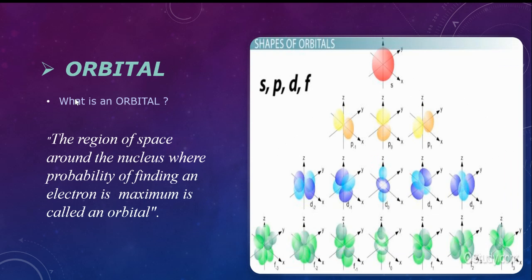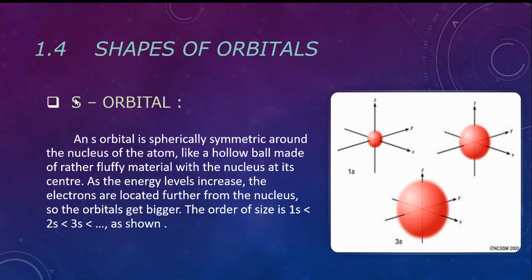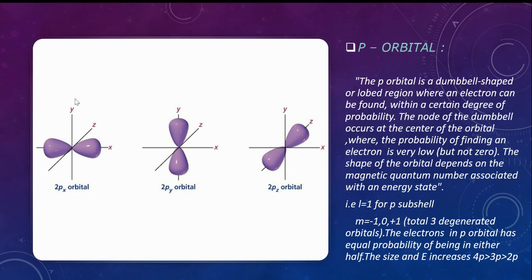Then orbital: it is the region of space around the nucleus where the probability of finding the electron is maximum. So these are the shapes of the orbitals. Let us start with the s orbital. It is spherical in shape, non-directional, and as we move away from the nucleus, the size of the s orbitals goes on increasing, and also the energy.